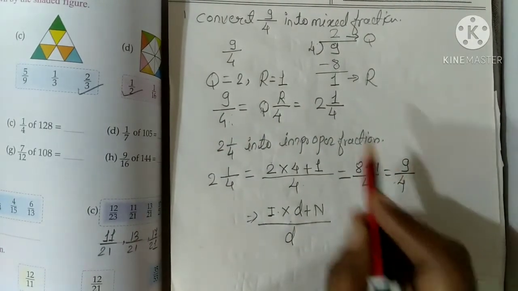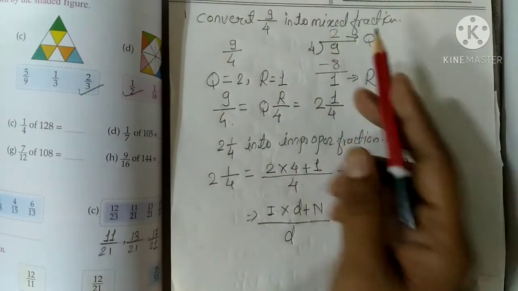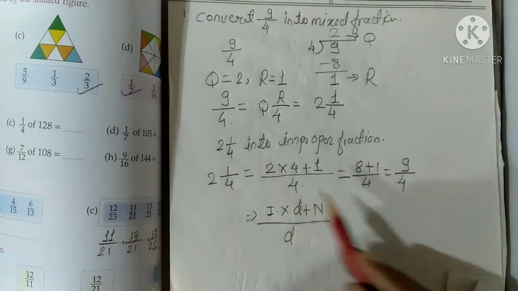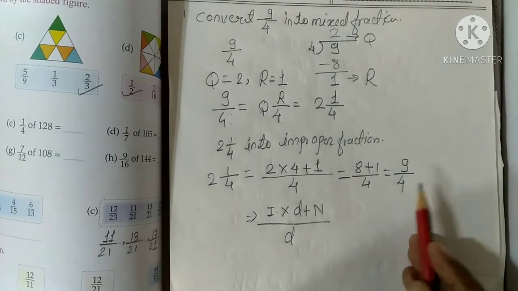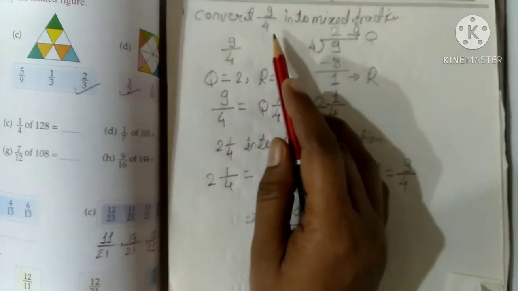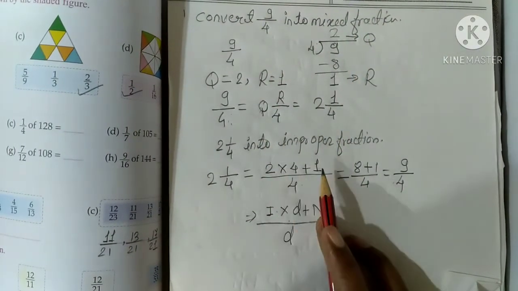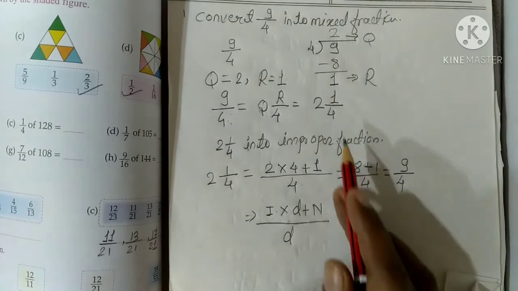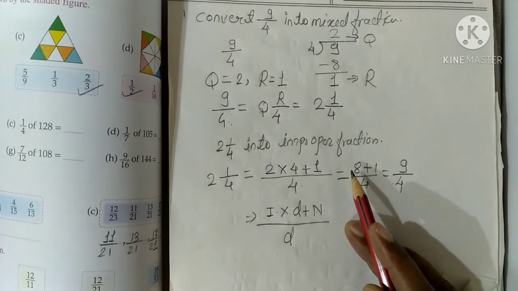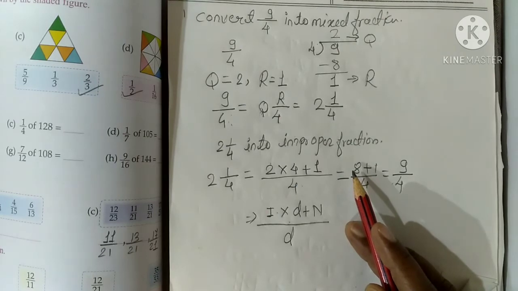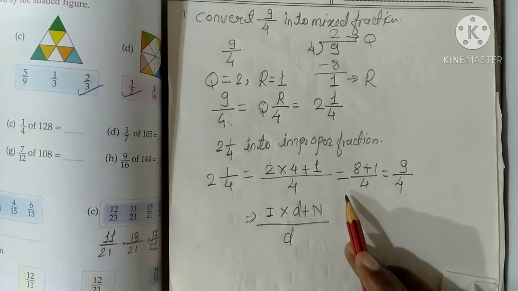So in this question, we first convert the improper fraction into a mixed fraction and then the mixed fraction back into an improper fraction. In this way you can convert both: improper fraction to mixed fraction and mixed fraction to improper fraction.